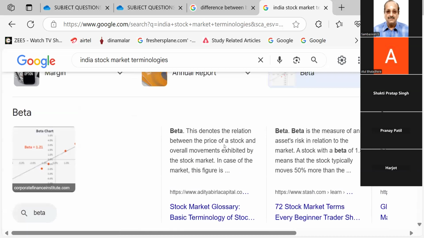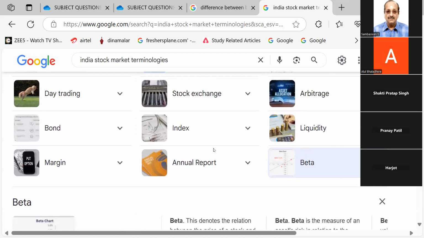What I told you is wrong. Beta denotes the relation between the price of a stock and the overall movements exhibited by the stock market. One meaning of beta is beta version, meaning a new version introduced in the market. But in the stock market, the terminology is different.